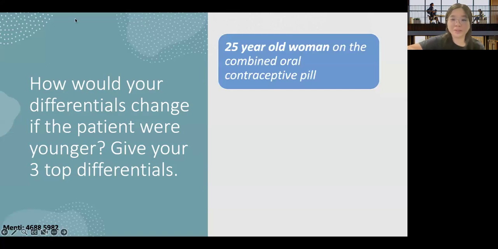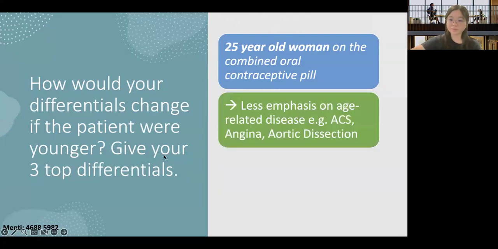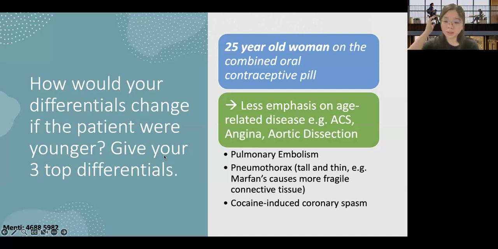So, for example, if it's a 25-year-old woman on the combined oral contraceptive pill, you'll be thinking, firstly, 25-year-old woman, so less of the age-related diseases like ACS, which are caused by the accumulation of plaques over the years. So that would be low down on differentials, but instead thinking of PE, things that can happen at any age. And obviously, combined oral contraceptive pills also increase your chance of having a thrombotic event. So, PE, pneumothorax, and perhaps cocaine-induced coronary spasm.